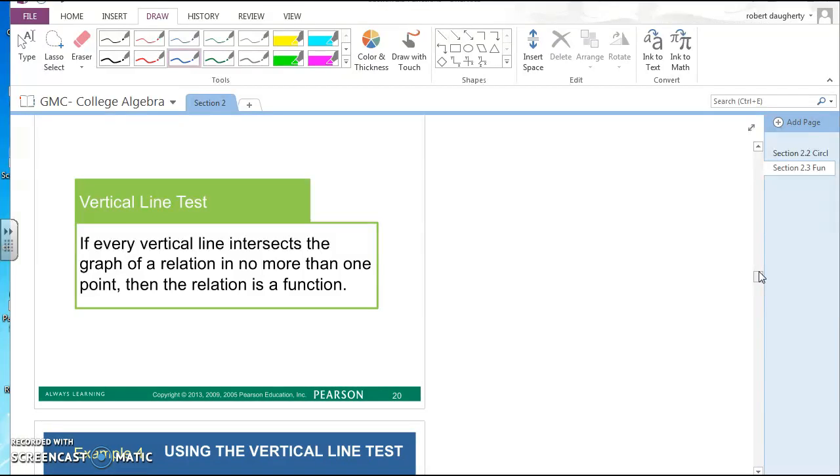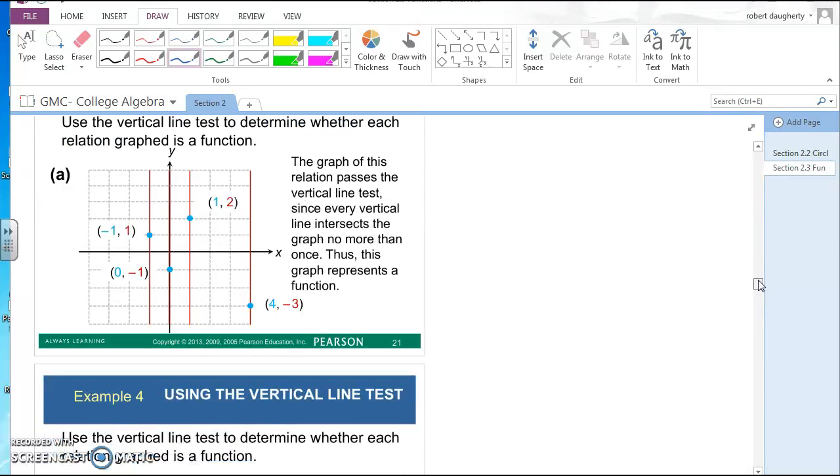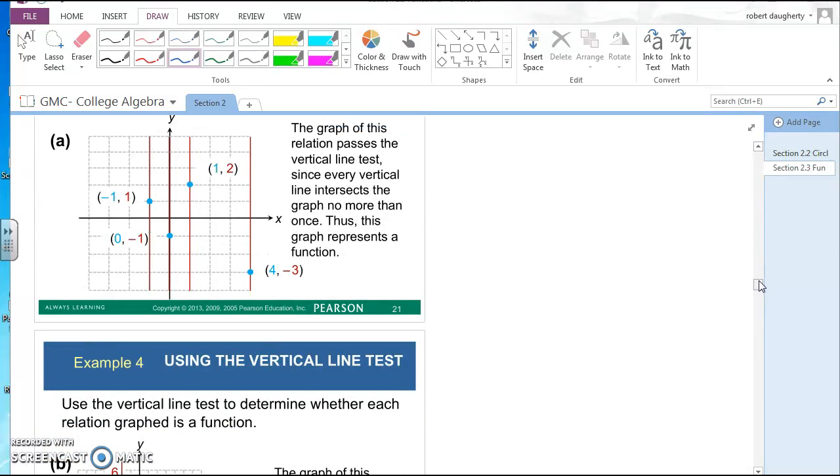Now, something we want to do graphically to determine if a relation is a function is something called the vertical line test. If I look at a graph, I should be able to look at it and tell if something is a function or not. So if you look at this, we saw this a moment ago. These are simply the 4 points, okay? (-1, 1), (1, 2), (0, -1), and (4, -3). We know it is a function because when I look at the x values, there are no repeated x values. Another way of telling if it's a function is just to draw vertical lines, okay?